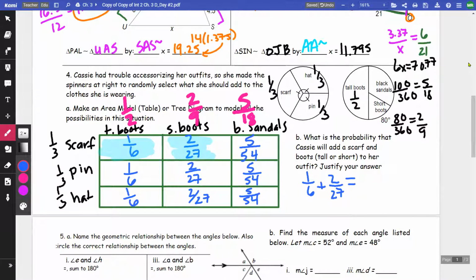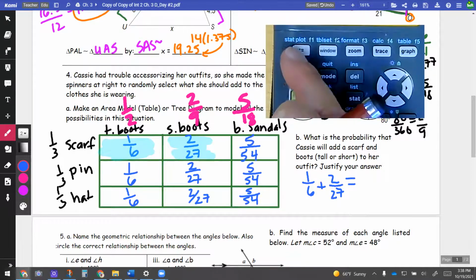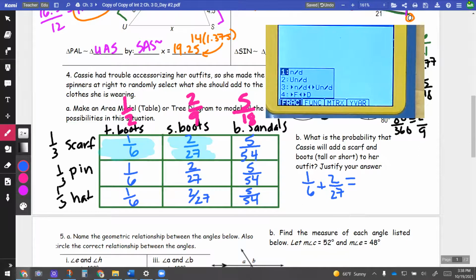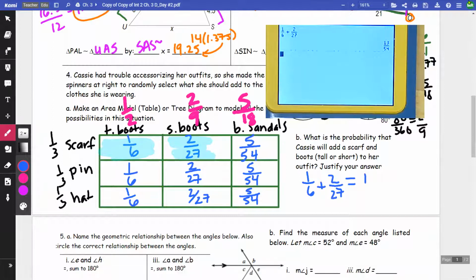And when I add that, let me get my calculator on. So when I add that, I'm going to do alpha and y equal, alpha, y equal. And then it's the first choice here, number 1. Number 2, just so you know, is a mixed number, like 2 1/3 or something. Number 3 changes mixed numbers and improper fractions back and forth. And number 4 changes fractions and decimals back and forth. So I'm going to hit this one and I'm going to do 1/6 plus 2/27. And I end up getting 13/54 as my final answer.